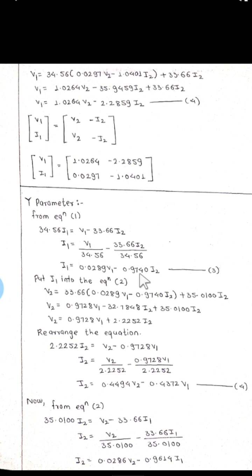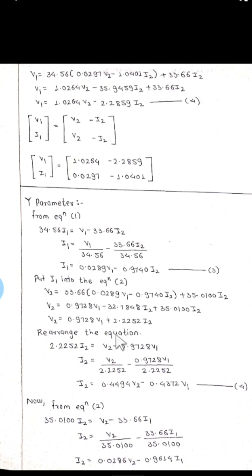We put equation number 3 in equation number 2. Then we get V2 is equal to 33.66. We put here the I1 value plus 35.0100 I2. By simplifying this, we get the equation for V2, that is V2 is equal to 0.9728 V1 plus 2.2252 I2.